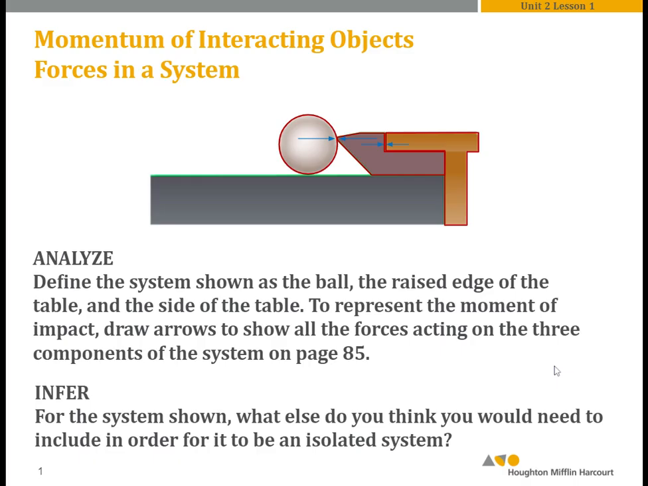If we wanted to define an isolated system, we would have to have a system that includes the table surface. So we would have to show the ball exerting a force on the table, and the table exerting a force back on the ball.